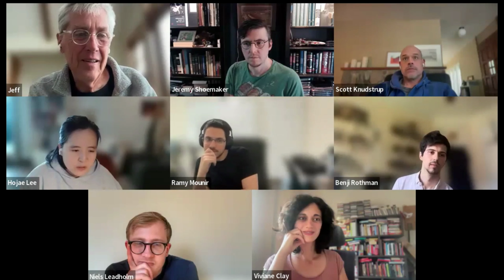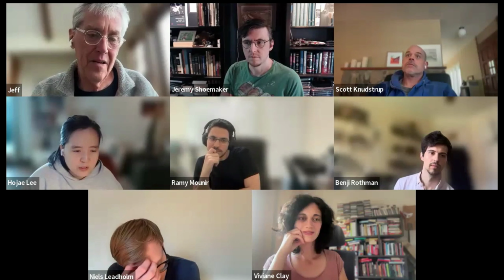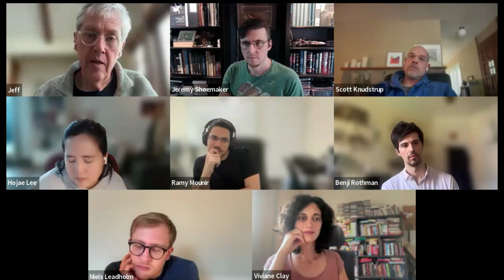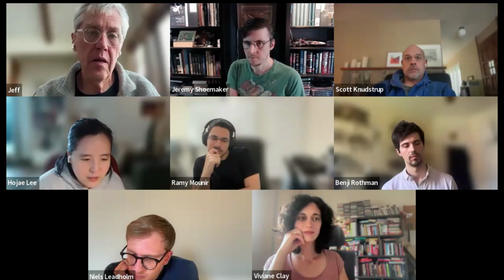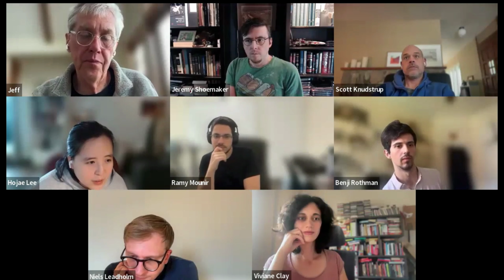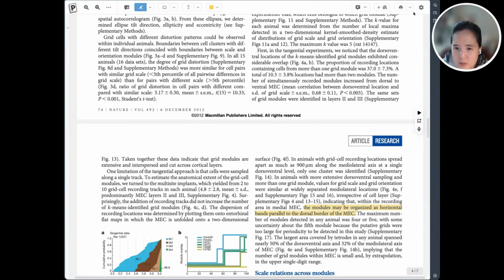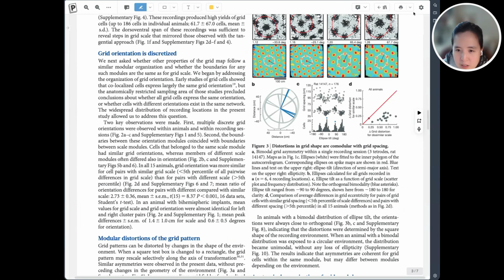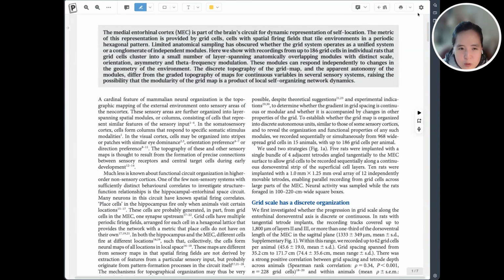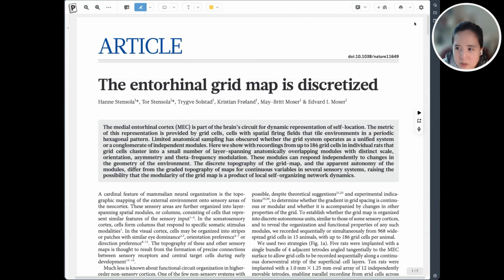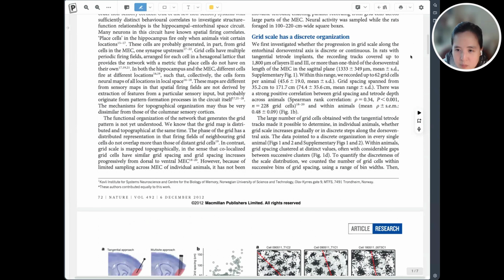I just wanted to share the paper from Sargolini and Moser. I think the paper that you shared is a review paper, and I tried to go into the primary paper that it cites to make that claim. Let me see if I'm sharing the right thing. I think they're citing their own paper. The grid map is discretized, which I think we went over when I was doing a grid cell review a long time ago, back in 2012.